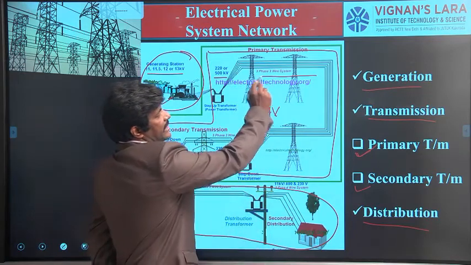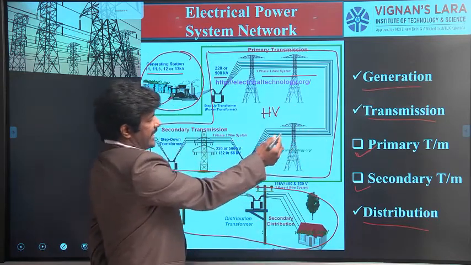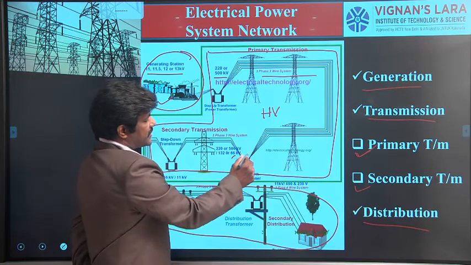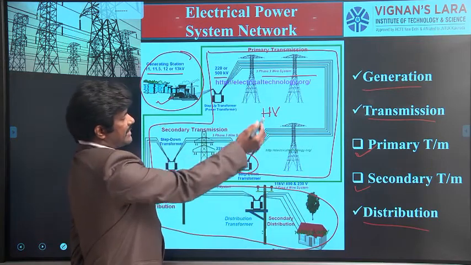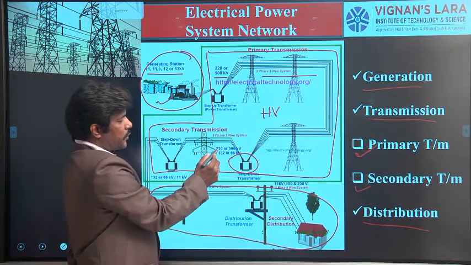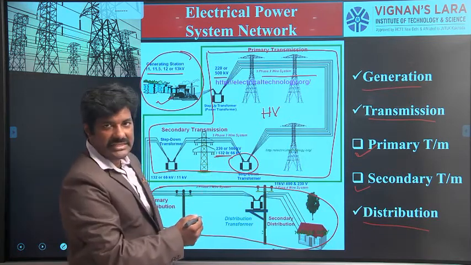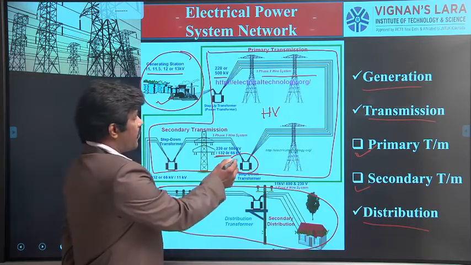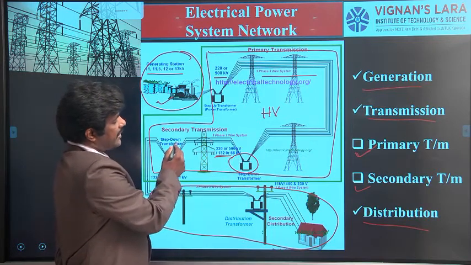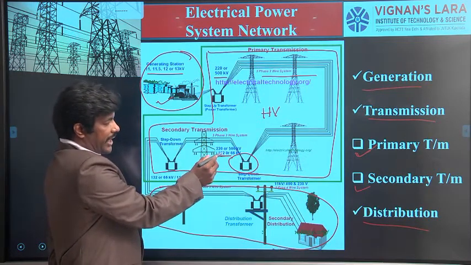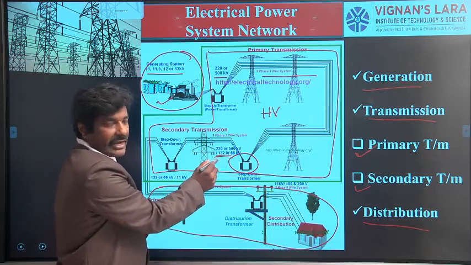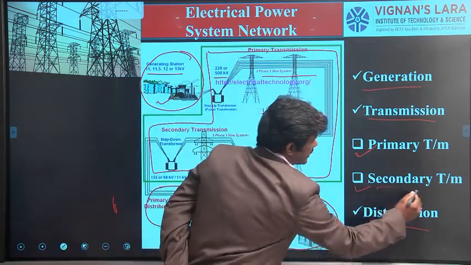After transmitting the electrical power over a distance, again using a transformer, the voltage level is reduced from 220 or 500 kV to 132 or 66 kV. Such a line, where the power is transmitted at 132 kV or 66 kV, comes under secondary transmission.